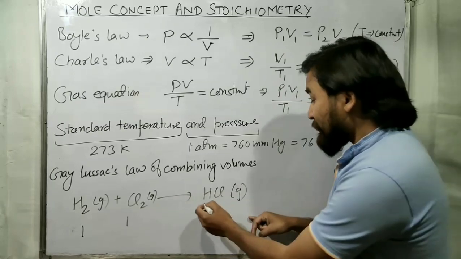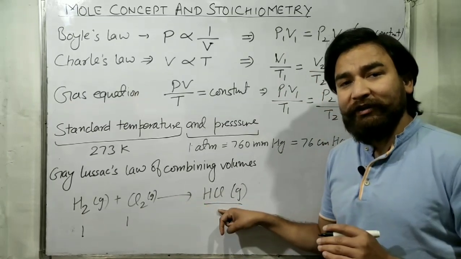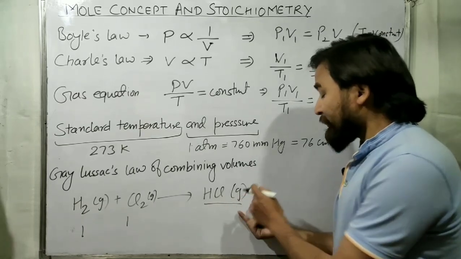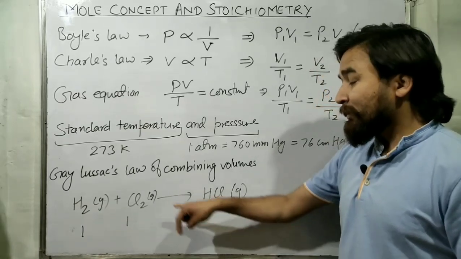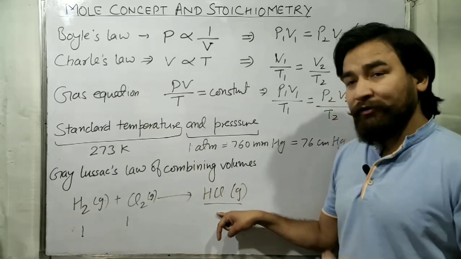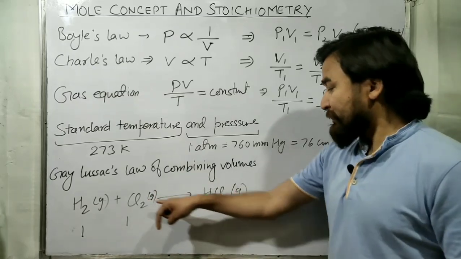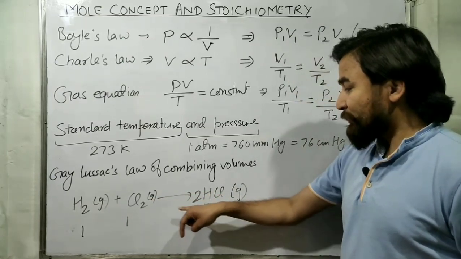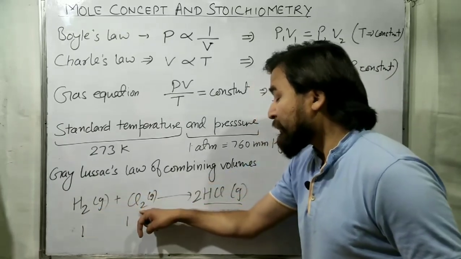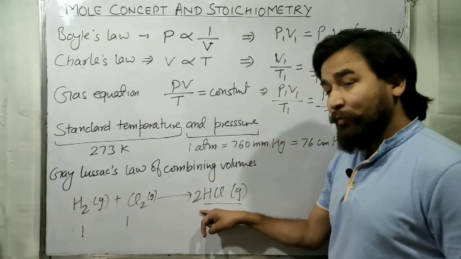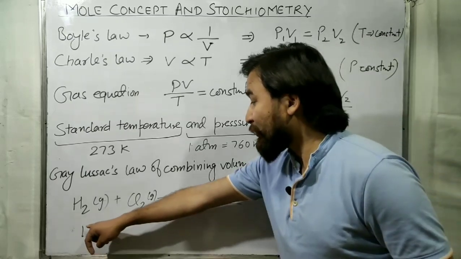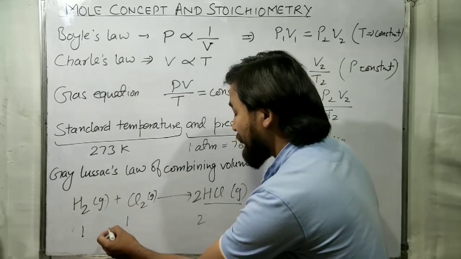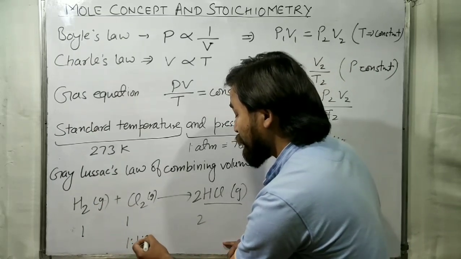And if the product is not a gas, then you don't have to follow the same for the product. But if the product is also a gas, then the ratio will also be applicable for the product. So first of all, you have to balance the equation. If one molecule of hydrogen and chlorine react, they will form two molecules of HCl. So what will be the ratio of their volume? That is 1:1:2. So the ratio of the volume of hydrogen, chlorine and HCl will be 1:1:2.